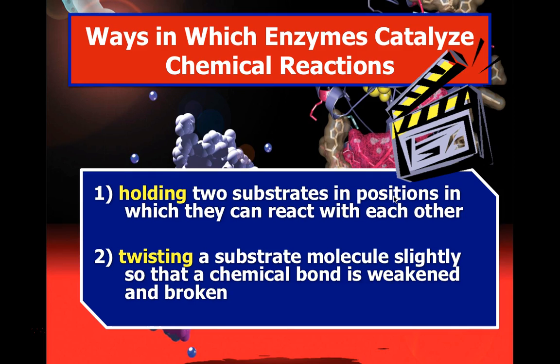So the first one is taking monomers and turning them into a polymer. The second one is taking a polymer and breaking it down into separate monomers.